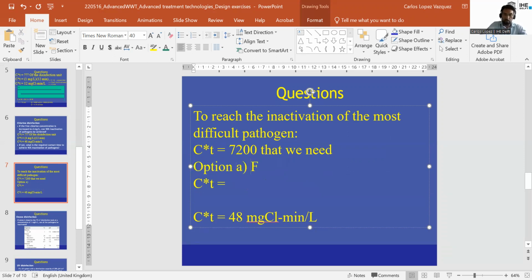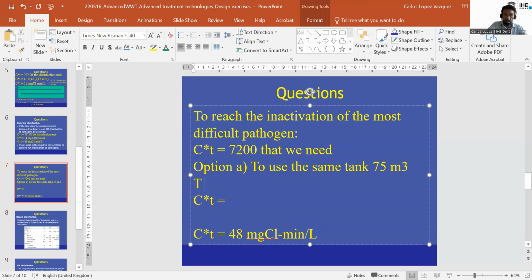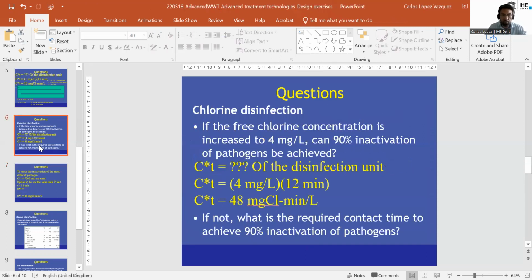is, for example, to use the same tank, that has a volume of 75 cubic meters. If we use the same tank of 75 cubic meters, the contact time is the same that we have seen. So that means that the T is fixed. T is already the same that we have had, that is 12 minutes that we calculated before, because of the volume.